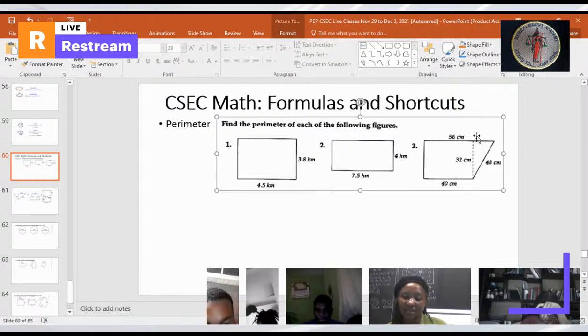So you added 32 twice. Why wouldn't we add this one again? Miss, because the height is used when you're finding the area, and perimeter is around. Yeah, perimeter is on the outside, right? Perimeter is only around the edge on the outside. So we don't need this 32.